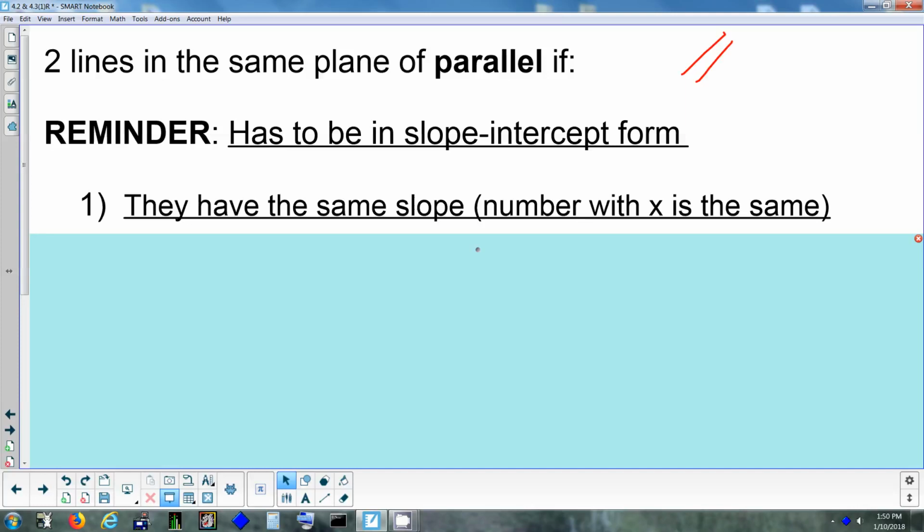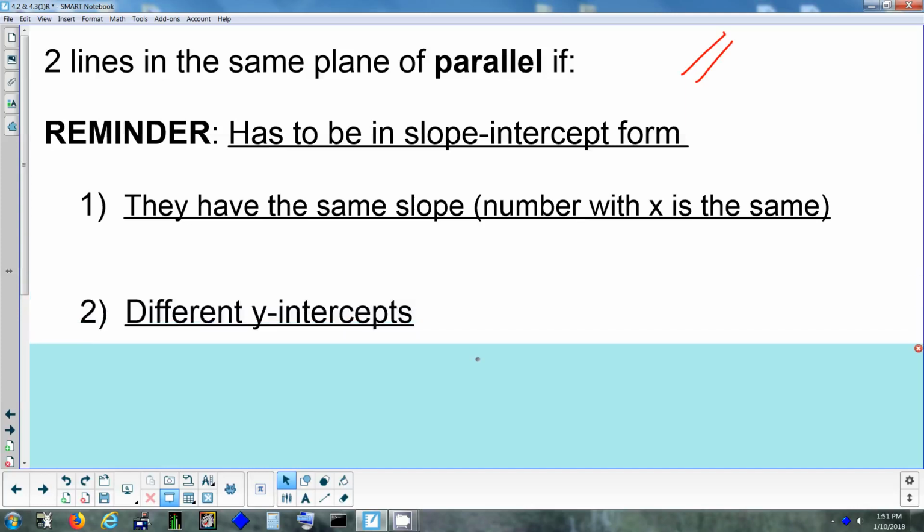So what if I had a line with a slope of 2, and I said, I'm thinking of a line that's parallel. What's the slope of my parallel line? 2. If I had a line with a slope of a half, I'm thinking of one in my head that's parallel. What's the slope? A half. Always. It has to be the same number, kind of like a mirror image. Exactly.